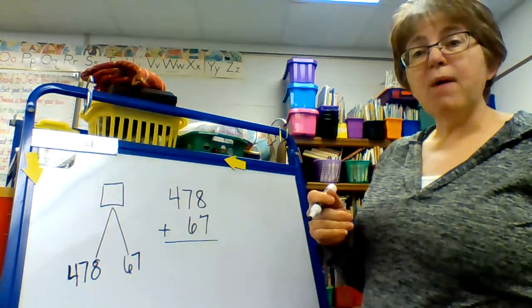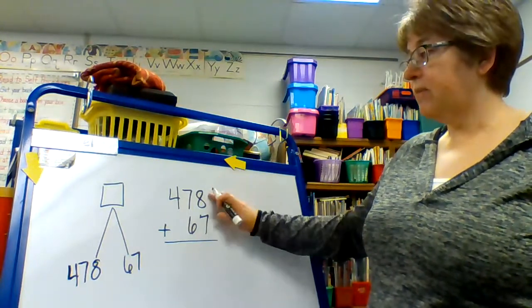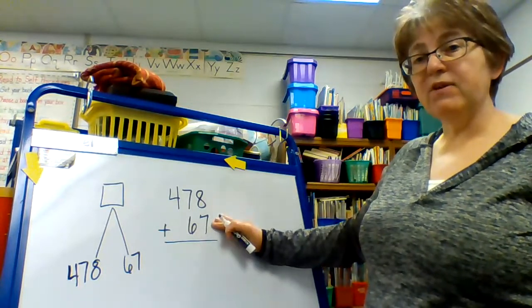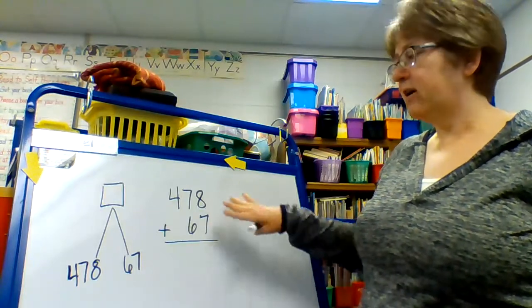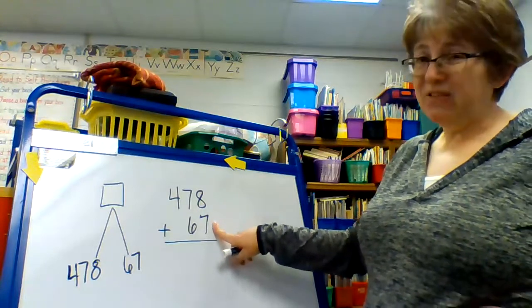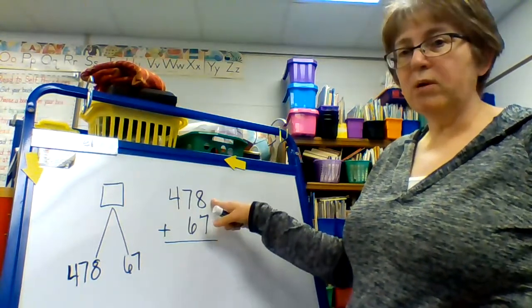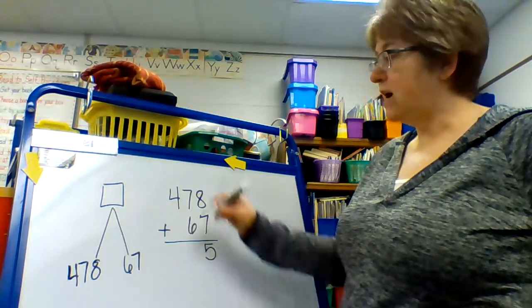Okay, so we've done problems like this before. So let's go ahead and we're going to add together my ones. We always start in the ones. So 8 plus 7 gives me, 8 and 7 are close to each other. I could do my doubles fact. So I'm going to double my 7, and that gives me 14, and 8 is one more, so then my answer is 15. So I put down a 5.